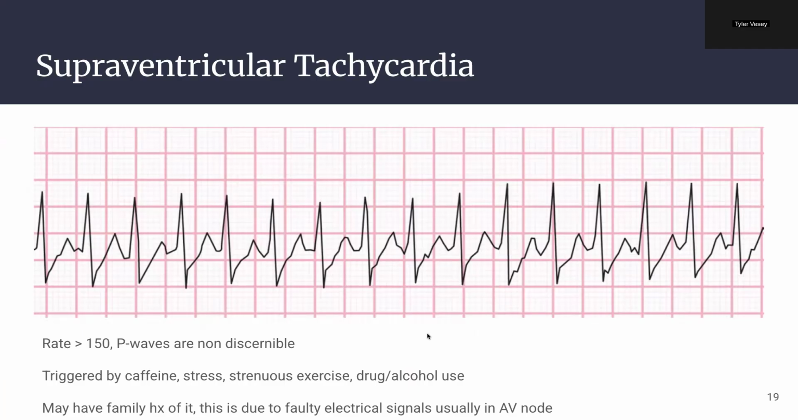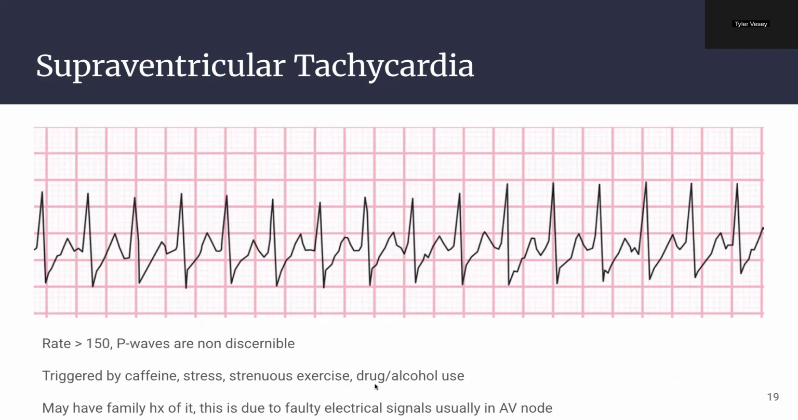SVT. So this is where we get over a rate of 150 and our P waves are no longer discernible. You look in between our QRS complexes and you're like, oh, well, is it a P or is it a T wave? You're not really sure. That's where you're more likely to lean towards SVT. We just talked about how an A flutter that is a tachyarrhythmia usually hangs out around 150, 160. So SVT, we're usually more in the 180s to 220s commonly that you see in the field. Obviously, it can be anything over 150, but that's where we're going to see more of it.